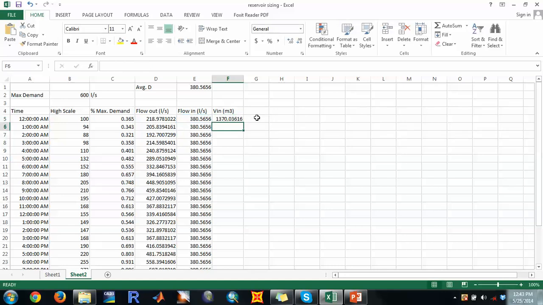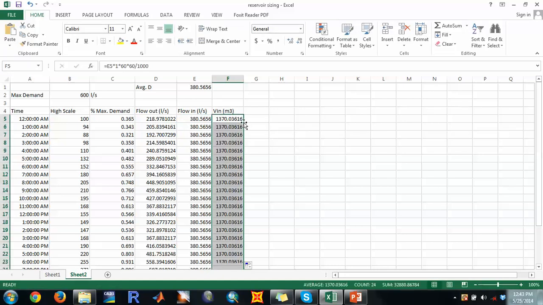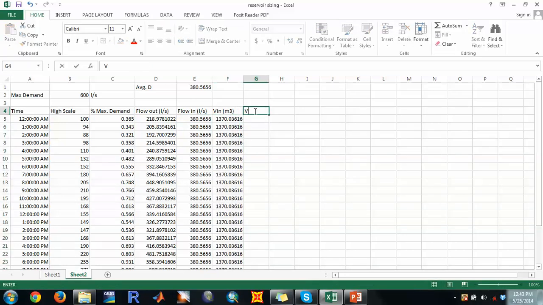So this is your volume in meter cube, volume in, and volume out will be in meter cube again. So do the same thing for this one, which is equal to volume out times 1 hour times 60 minutes times 60 seconds, over 1000. It will give you the volume out in meter cube.